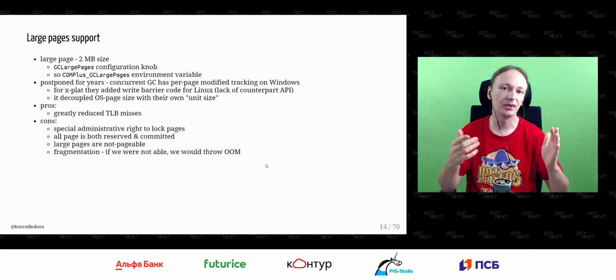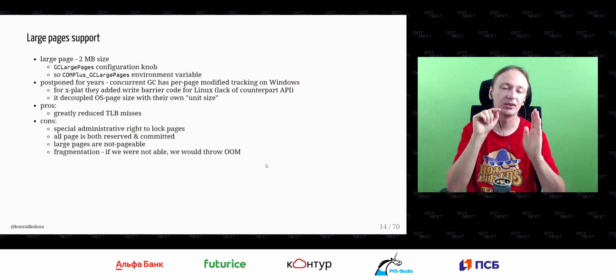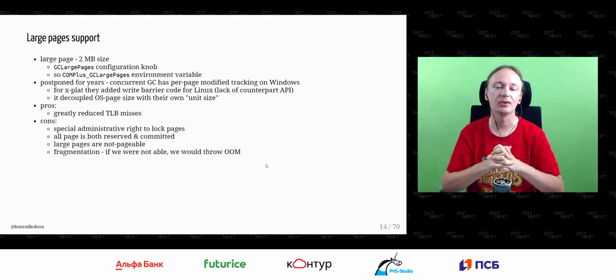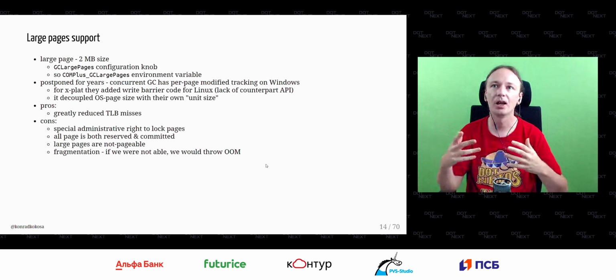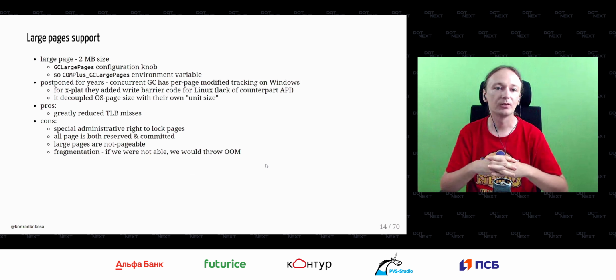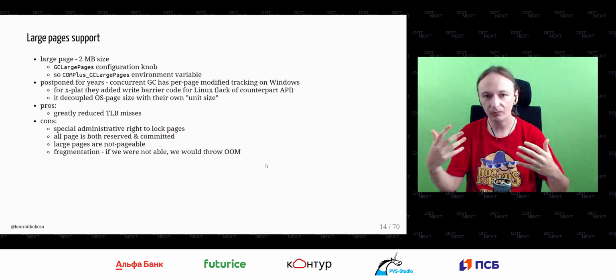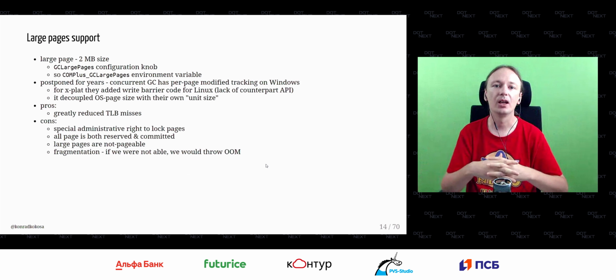So the number of translations is reduced because once we access some very big page, then a lot of addresses will fit inside this page. So this is a very convenient and nice optimization. And since .NET Core 3.0 it is enabled, so now with the help of this GC large pages configuration you can enable it, and from now the runtime and the memory management, the GC will start to allocate every page as a large page. So you will have this possibility to reuse large pages.